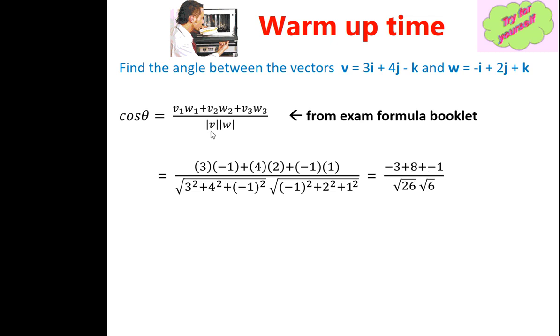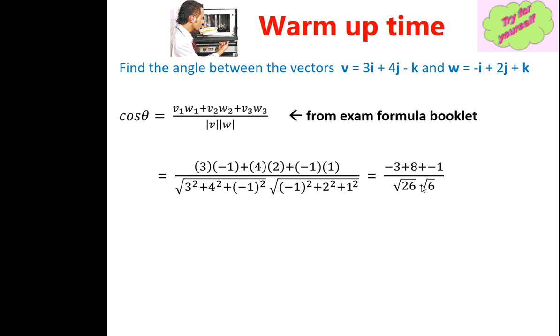And then under here you've got the magnitude of v and the magnitude of w. So remember, to find the magnitudes for a 3D vector, you use Pythagoras in 3D. So the square root of 3 squared plus 4 squared plus negative 1 squared for v. And for the magnitude of vector w, it's negative 1 squared plus 2 squared plus 1 squared, and the square root of that. Then try to combine these, you get root 26, and this one becomes root 6.